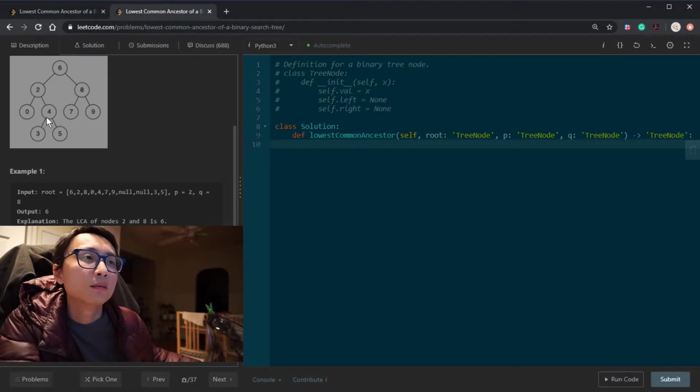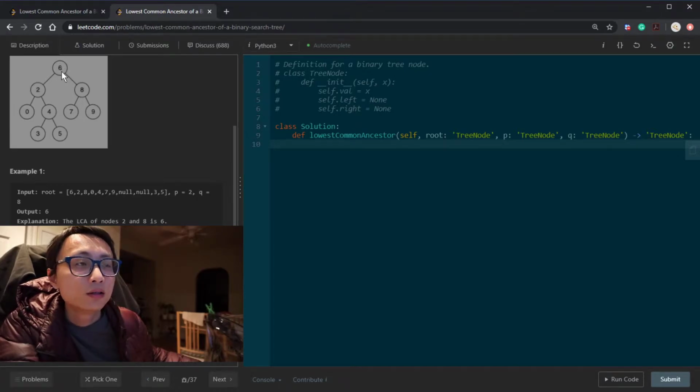Why is that? Why must the LCA's value be sandwiched in between? Because all the left descendants of any given node have a value that's smaller than the node's value. All the nodes towards the right descendant of a node have a value that's larger than it. So if you want to find the common ancestor of two nodes, that LCA node's value has to be in between. Otherwise, there is no way it's going to be a common ancestor.